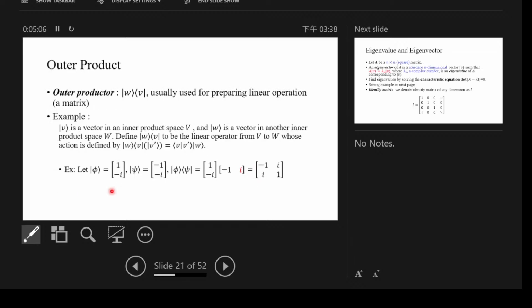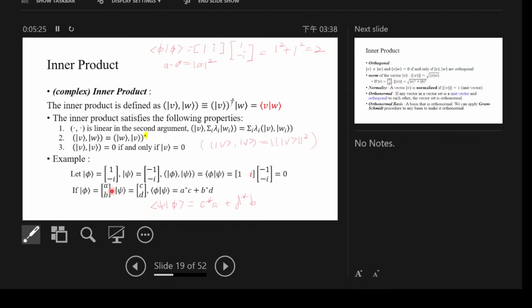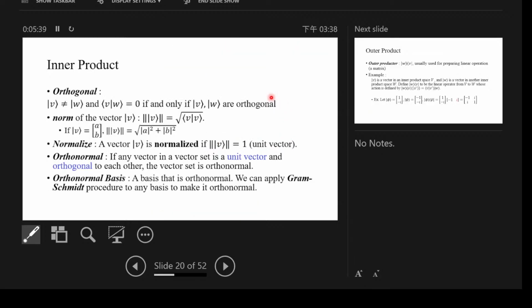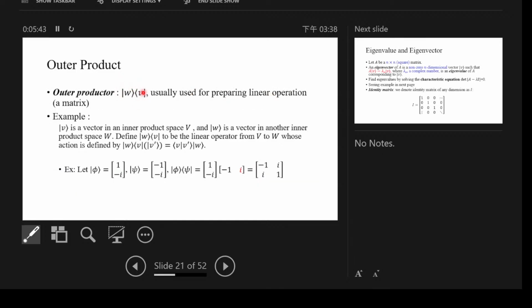Outer product is a concept you probably don't stress too much in your linear algebra course. But with Dirac notation, outer product looks a bit nicer. It looks a lot like inner product. V inner product with W is written like this, and you see it's a bra vector multiplying a ket vector. Outer product is quite similar. It's a ket vector multiplying a bra vector. Basically what this gives you is a matrix. A column vector multiplying a row vector gives you a matrix.